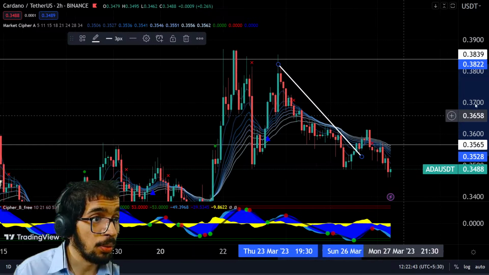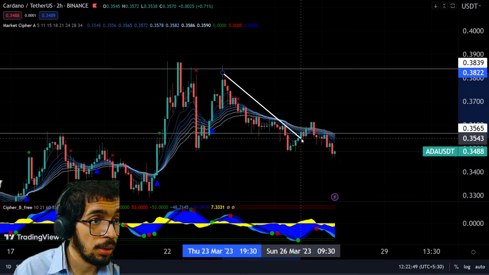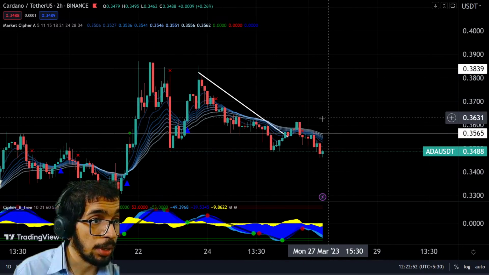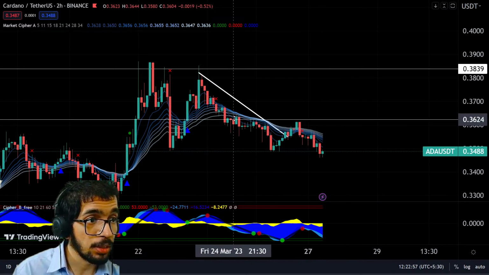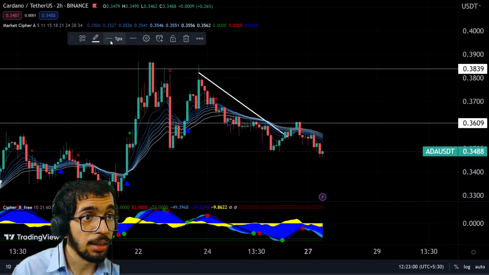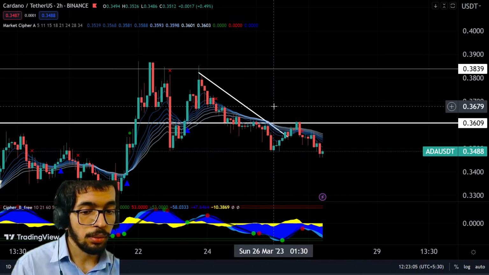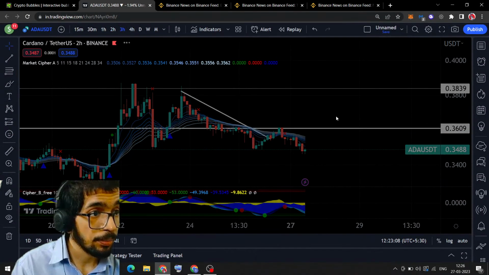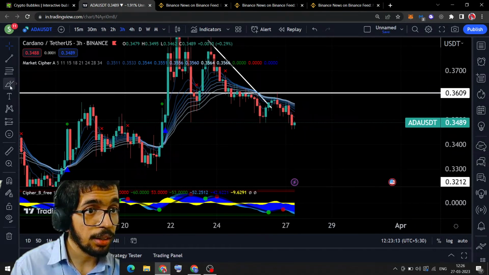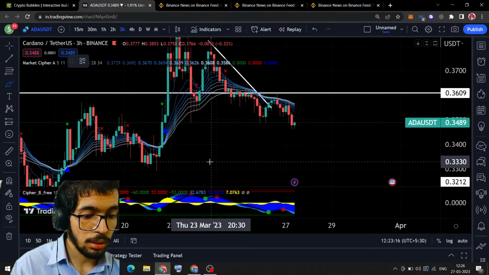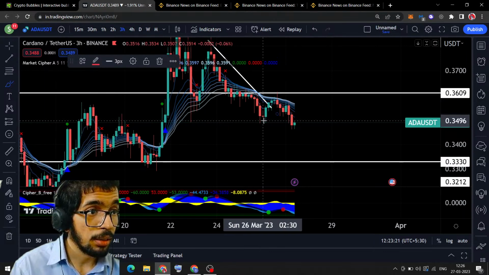Okay, so for now, right now it broke, but this is your support here, this area. This is your resistance at this area. Right now, let's go on a 3-hour chart. Sorry, 3-hour chart. We'll see exactly. Okay, so now what happened? This is the key area. Let's see, and this is the next support. So for this coin, this is your key support.